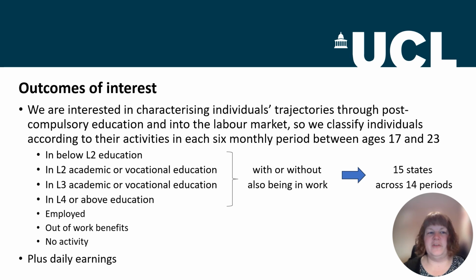And then we've additionally got a set of other states, which are just being in work, just being on out of work benefits, and not being observed in our data. In total, that gives us about 15 states, which we're measuring across each of 14 periods. So we'll be classifying trajectories using that information.